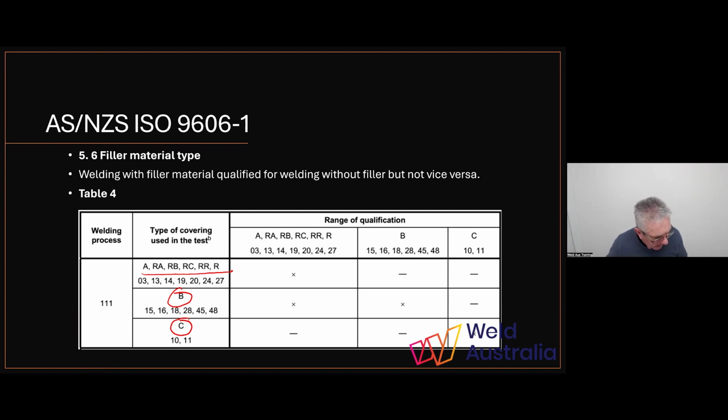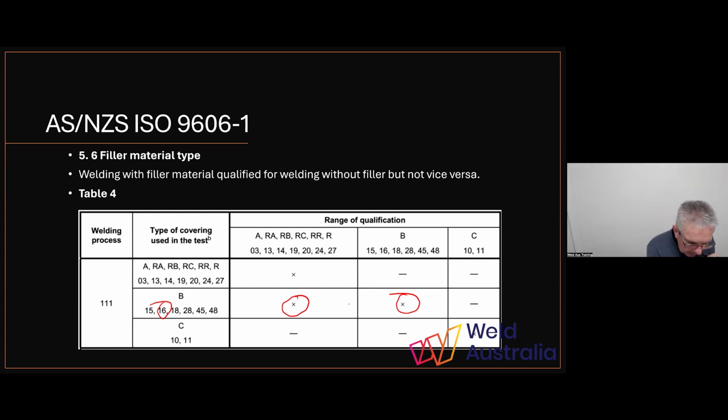And what we can see there is, let's say, for instance, we've done a root run, we've used the number 11, means we're only covered for a 10 and 11, and then it's only cellulose, okay? And let's say we've done it with a basic electrode, okay? Let's say we've used a 16, all right? We've used a 16 TC, basic hydrogen controlled. We're naturally covered for all this range here, and also the others, but we're not covered for cellulose electrodes.